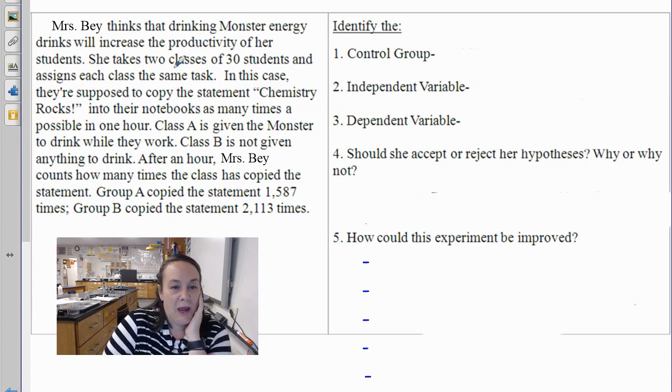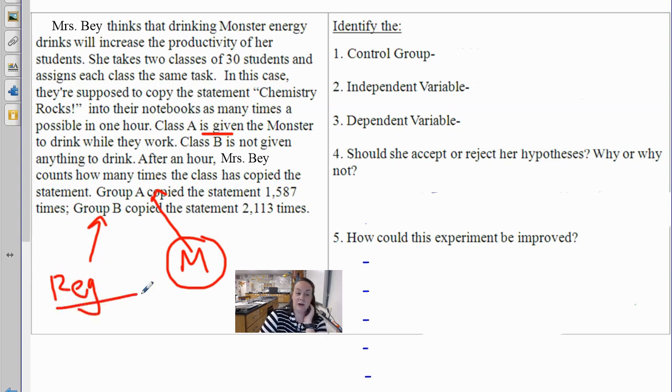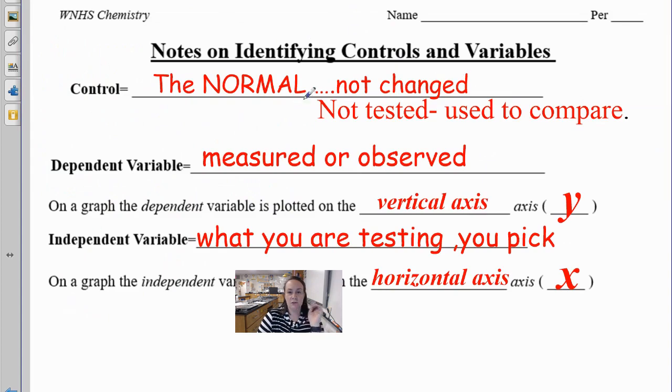So let's break this down really fast. So we said Group A is given Monster. So Group A has the Monster. And then Group B is not given anything to drink. So Group B is how you would regularly be in class. And I cannot write with this mouse. Oh my, we're going to have to figure something out about this. Okay, so going along, we first have to identify the control group. So the control group, like we said over here in the notes, is the normal, what would normally happen and what you're going to compare it to.